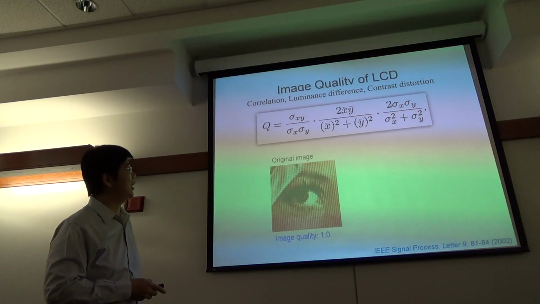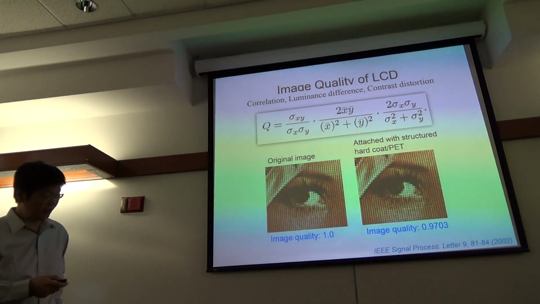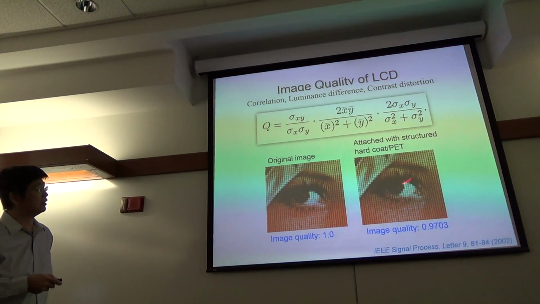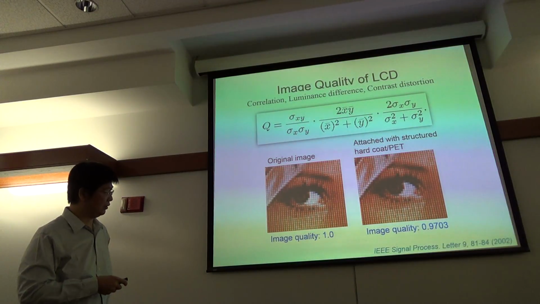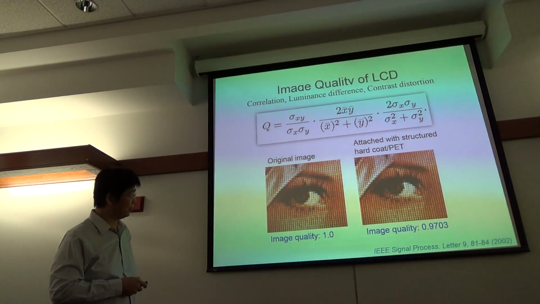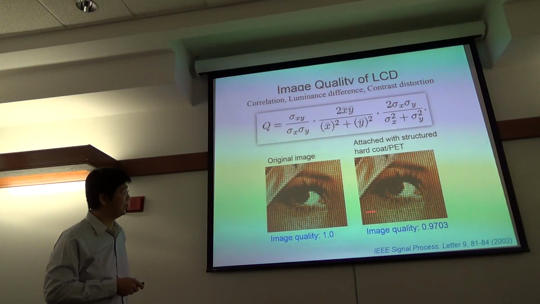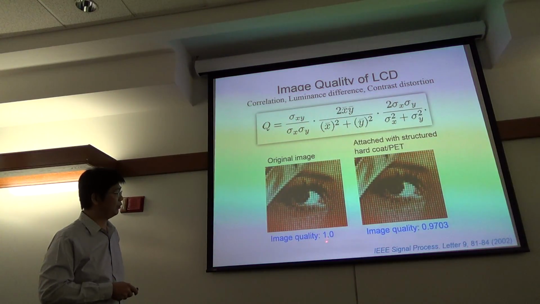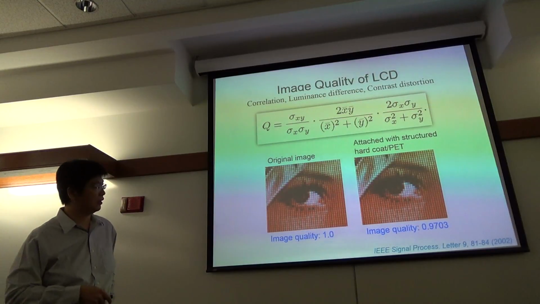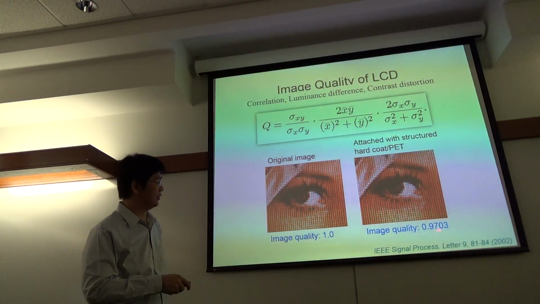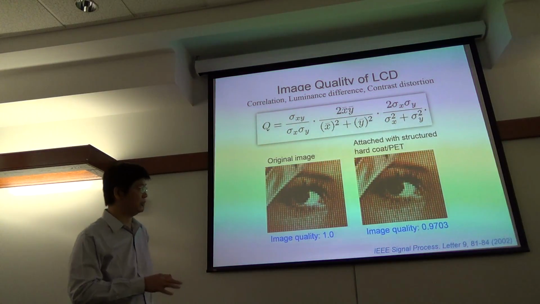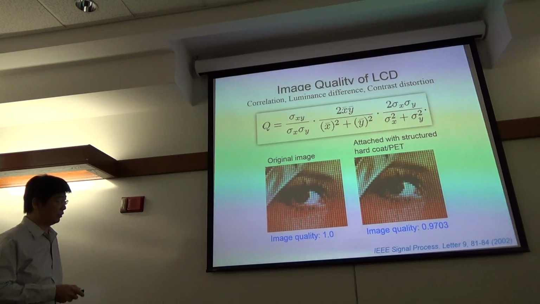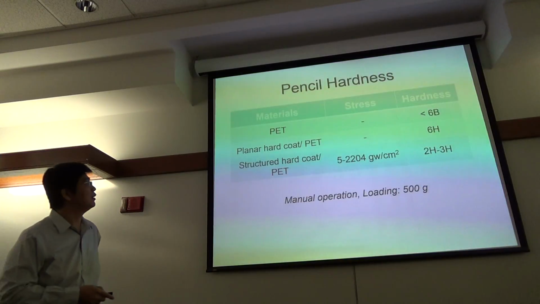So we put our film on a real display, and based on this equation, we take the photo by digital camera, and we compare the image quality factor, where 1.0 means 100%, and that's a reference. And our image quality is 0.97, so that's 97%. So that's almost indistinguishable by human eyes.